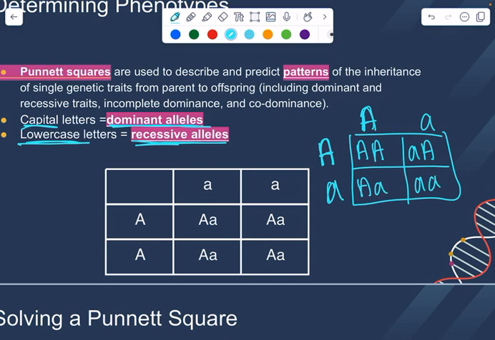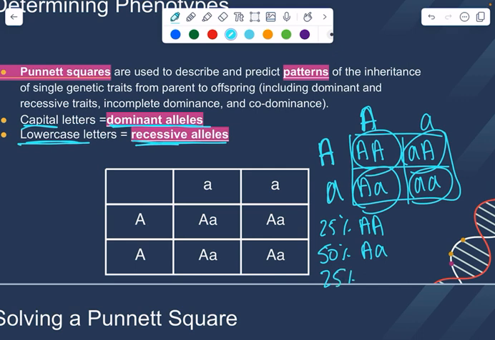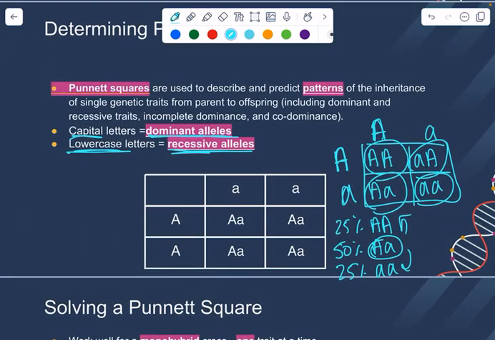Now we can see in this situation that the probabilities are a little bit different. We have about a 25% chance of being homozygous dominant, a 50% chance of being heterozygous dominant, and a 25% chance of being homozygous recessive. So if these 2 people had a child, most likely the child would be heterozygous dominant, but there's a chance it could be either one of those as well.